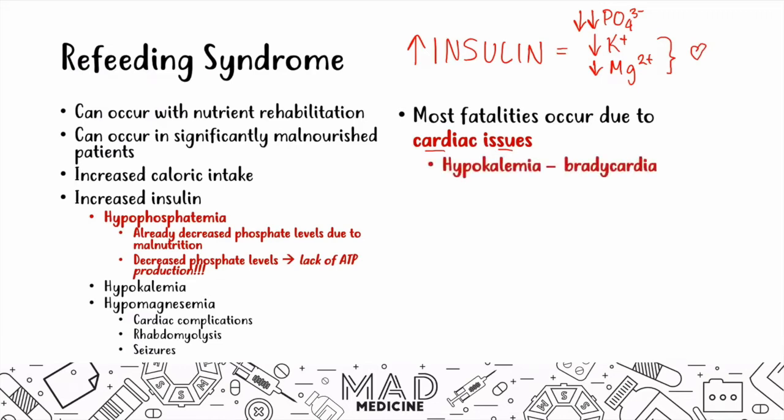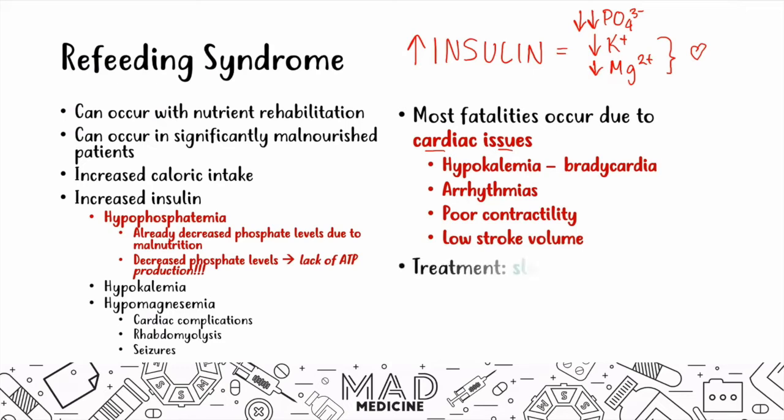You're going to have a bradycardia caused by the hypokalemia, as well as arrhythmias. Arrhythmias can also occur. And one thing that can occur with a significantly low heart rate is going to be torsades de pointes, and that usually occurs with a decreased potassium storage amount. This can also lead to poor contractility and low stroke volume, which can end up causing systemic issues in the body, right? Because not enough blood is getting there.